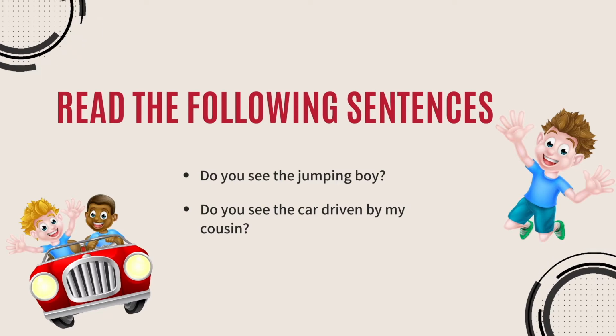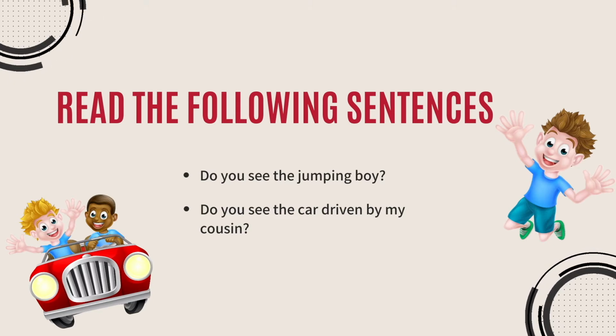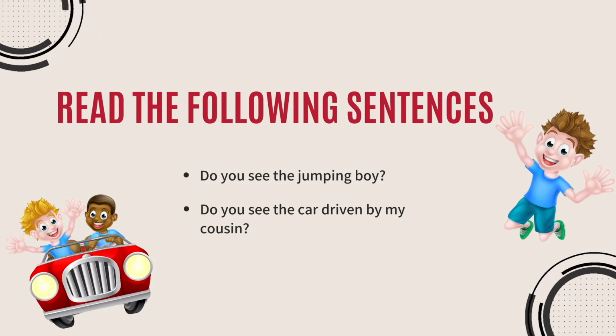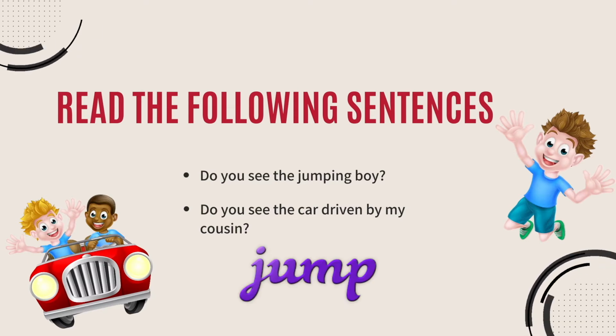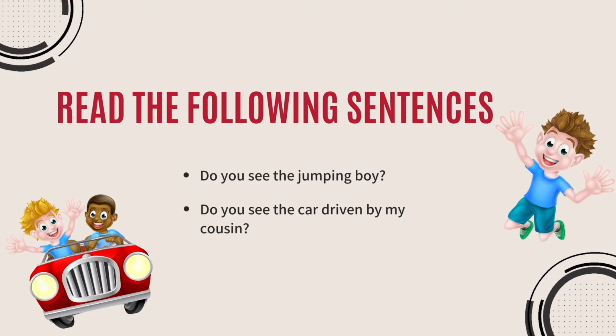Read the following sentences. Do you see the jumping boy? And the second one, do you see the car driven by my cousin? See, both the pictures are given there. Now, let us talk about: do you see the jumping boy? Which boy? The boy who is jumping. The word jumping points out the boy. It is therefore like an adjective. The word jumping is formed from the verb jump by adding ing. It is therefore like a verb also. The word jumping is both like a verb and an adjective. It is therefore a verb adjective, right? Such a word is called a present participle.